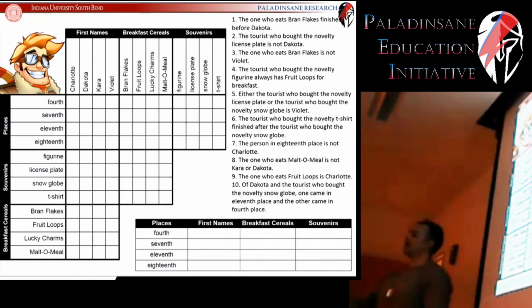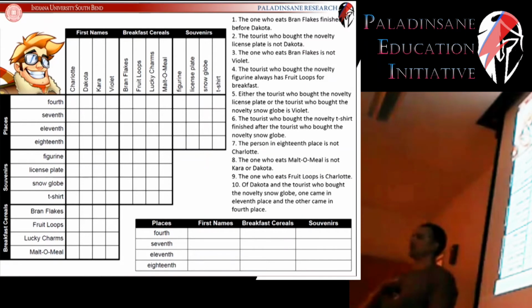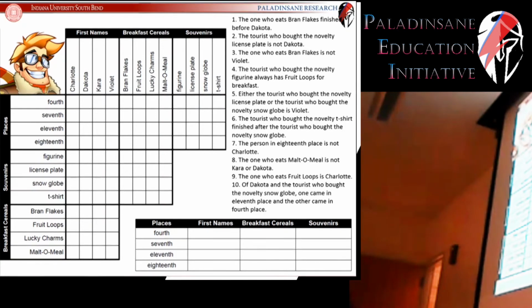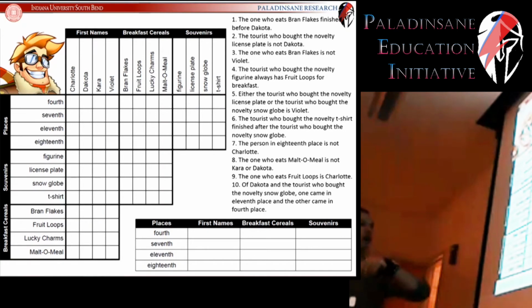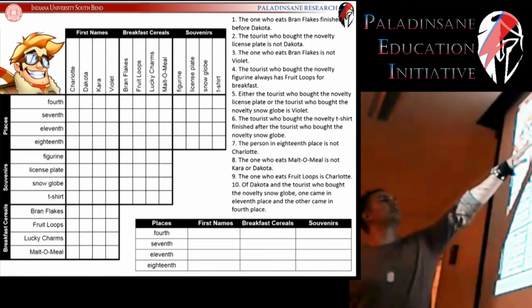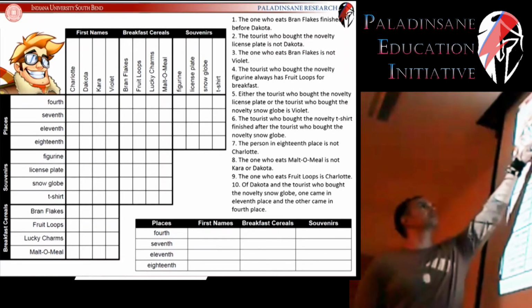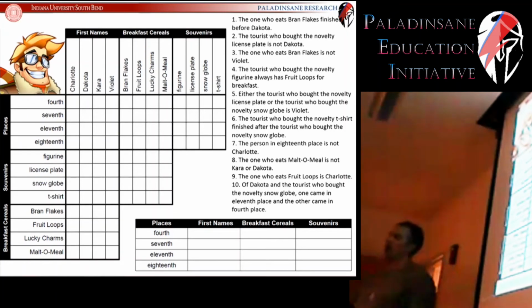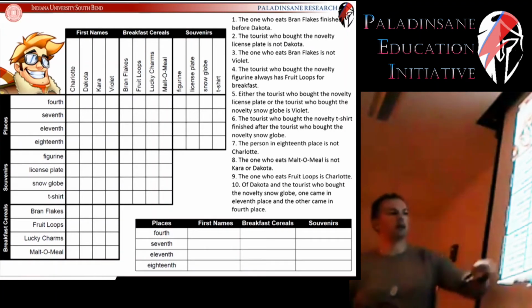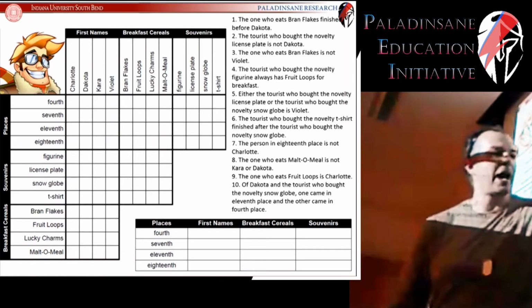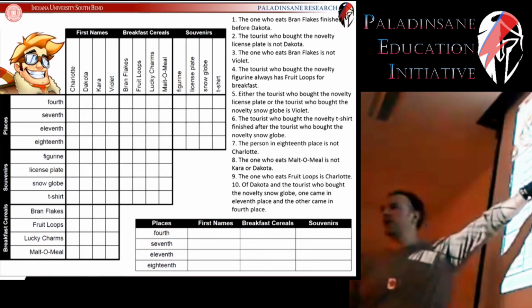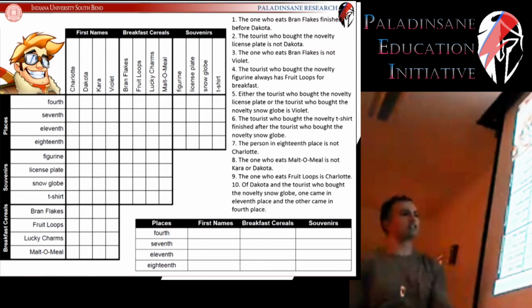So has anybody ever done these logic puzzles before? Has anybody ever seen them? Okay, we got a couple, not that many. All right. So the way that this works is usually you have four individuals. You can see we got Charlotte, Dakota, Kara, and Violet. And you want to know certain information about them. That information is asked for down here in this table. This is not the one that you guys have. This is just an example.